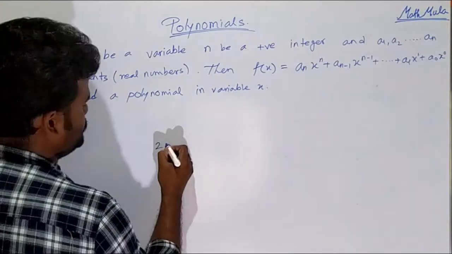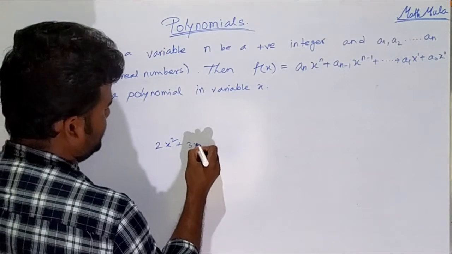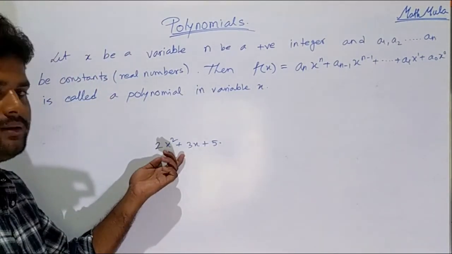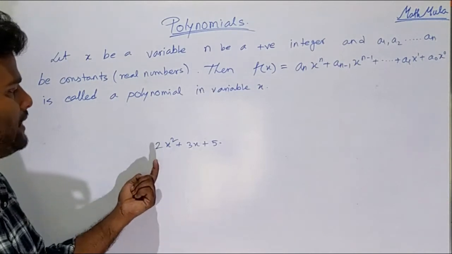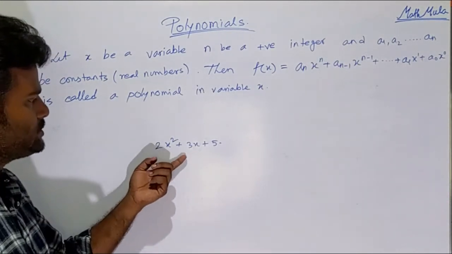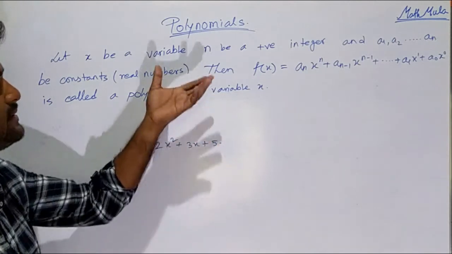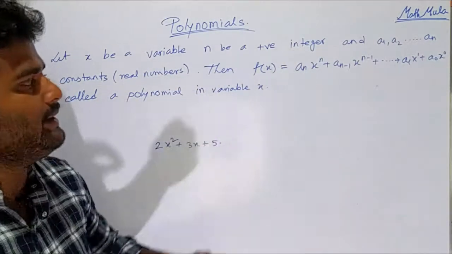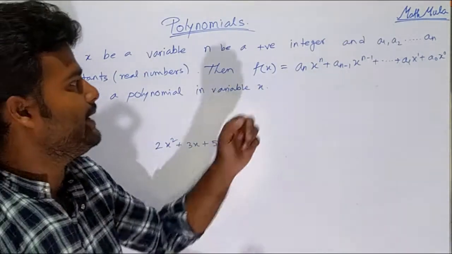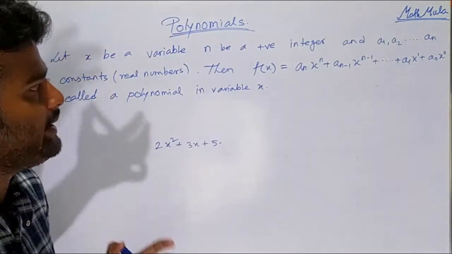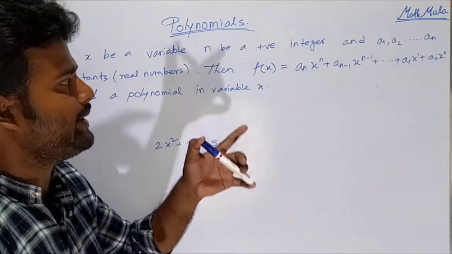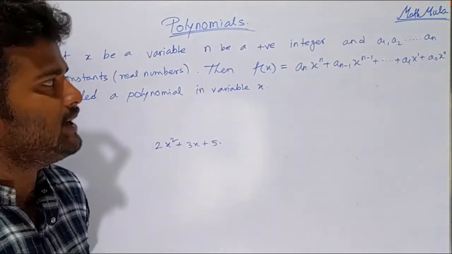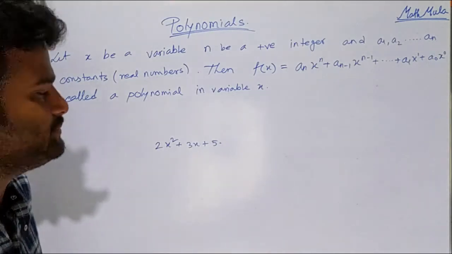Now look, 2x squared plus 3x plus 5 is a polynomial because there is one variable x and the real numbers 2, 3 and 5 satisfy this given condition. So this is a polynomial. An is called the coefficient of x to the power n and an minus 1 is the coefficient of x to the power n minus 1 and a1 is the coefficient of x and a0 is the constant term.